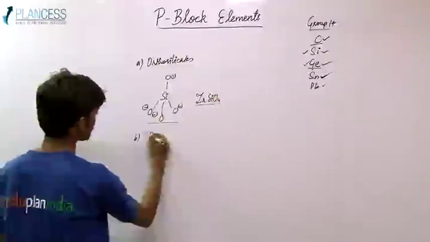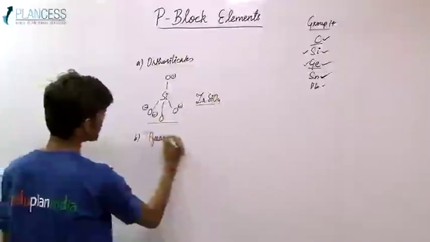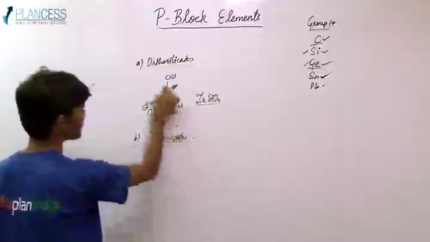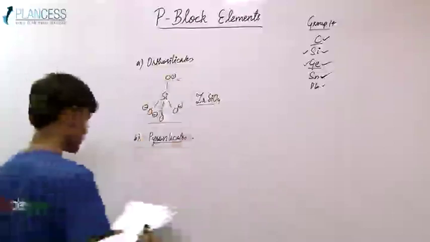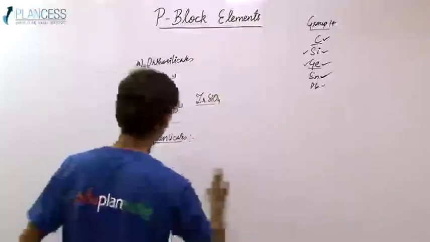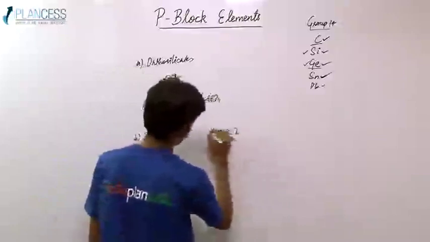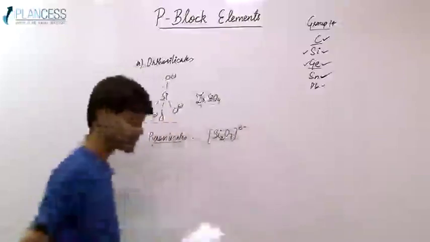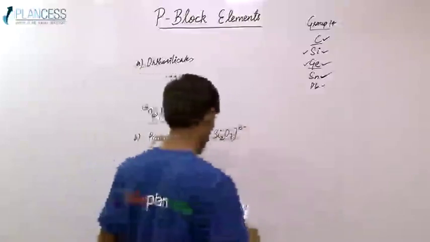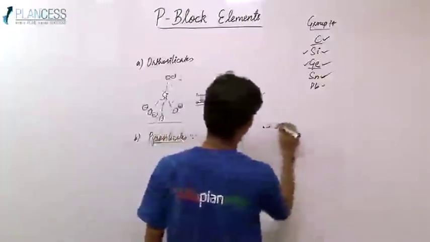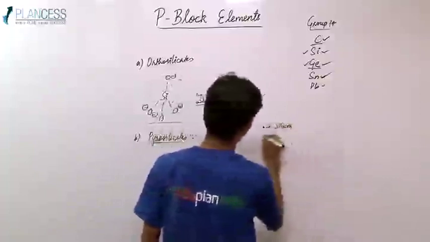The second will be pyrosilicates. In the case of pyrosilicates, one of the oxygens is shared. So the basic entity would be, in this case, Si2O7 6 minus. Now I am going to draw the structure, representing silicon by a dot and oxygen by O.